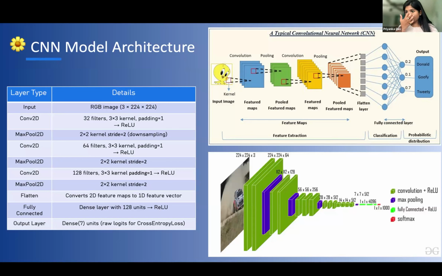The visual on the right side shows two perspectives. The top diagram simplifies the flow, that is convolution to pooling, then flattening, and then finally classification. The bottom diagram gives a more technical view, showing how the image shrinks in size while the feature depth grows, similar to how my model extracts hierarchical patterns from lesion images.